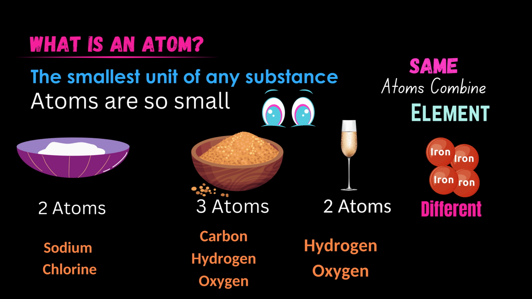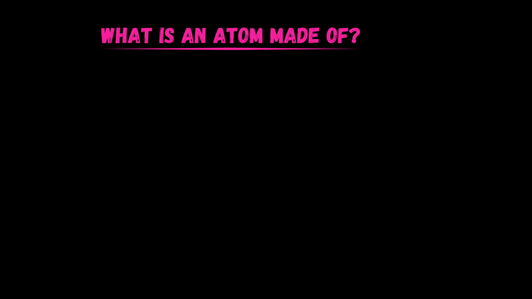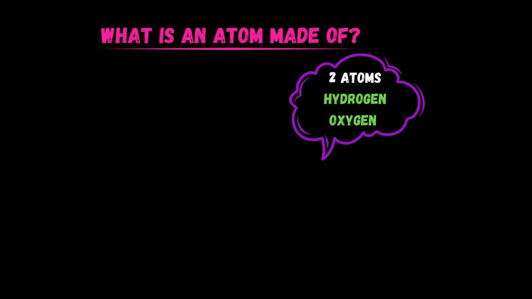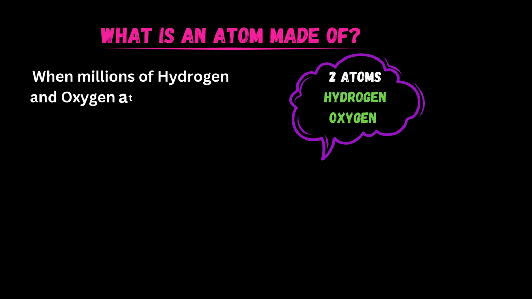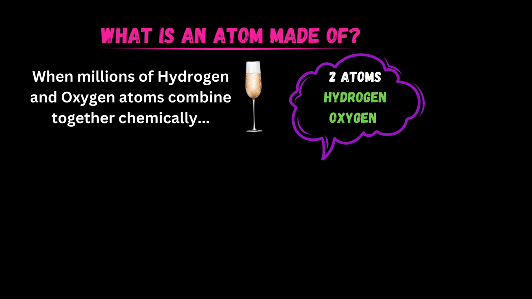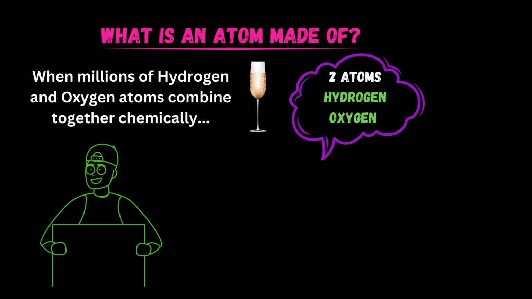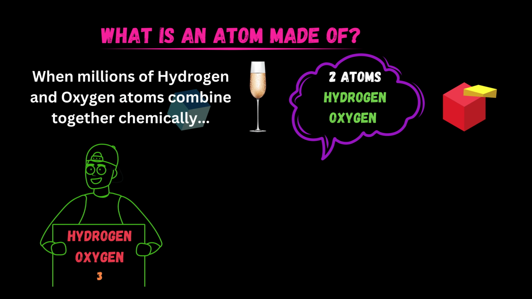Secondly, when different atoms combine together, compounds are formed. For example, when sodium and chlorine atoms combine together, they form a compound, table salt. Now, what is an atom made of? Until now, we learned that water is made up of 2 atoms, hydrogen and oxygen. When millions of hydrogen and oxygen atoms combine chemically in a fixed ratio by mass, we get 1 glass of water. Recently, scientists have discovered that atoms like hydrogen and oxygen are made from 3 subparticles.